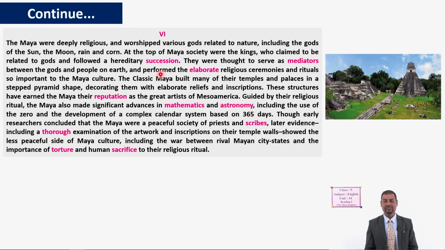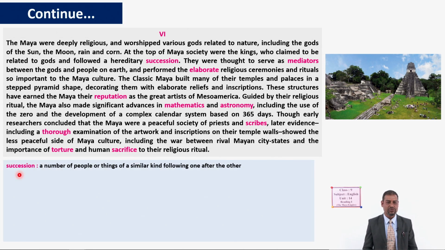For example, succession, mediators, elaborate, reputation, mathematics, astronomy, thorough, scribes, torture, sacrifice. Dear students, you can make your guess of these words' meanings in this context. Now, it may take a long time, so in your free time, you can even consult your dictionary, okay? Now, I would like to give you the meanings of these words.